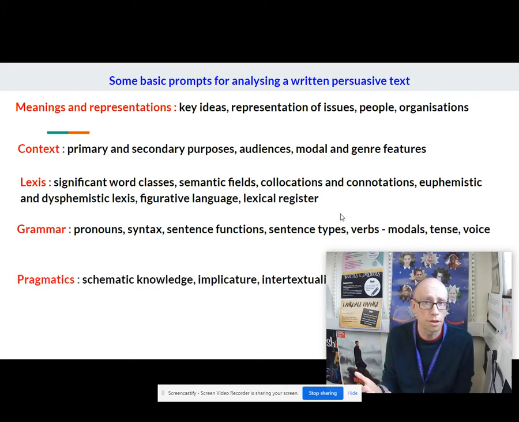Pragmatics is always an interesting area to look at. Basically, the more sophisticated the piece of writing that you're looking at, the richer the pragmatics are likely to be.